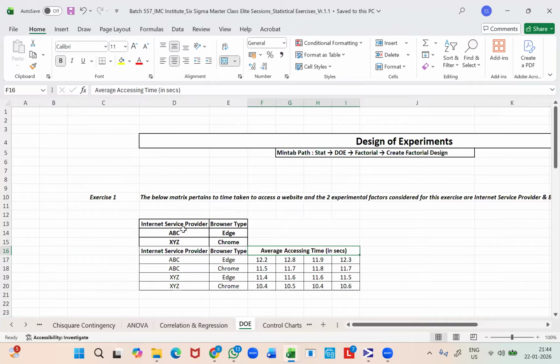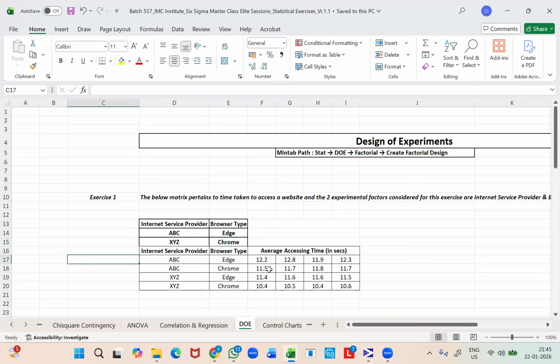So if you look at internet service provider as factor A, we have two levels, ABC and XYZ. Browser type as factor B, again has two levels, Edge and Chrome, right? So two-factor experiment, each at two levels. How many treatment combinations will we have for this scenario? Four treatment combinations. 2 into 2, total of four treatment combinations, right?